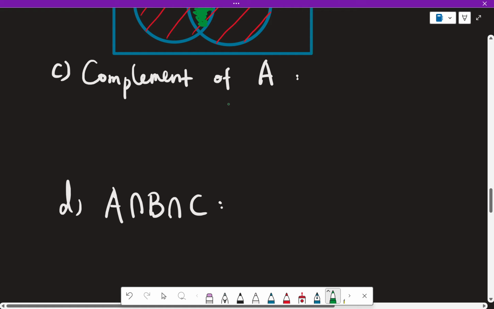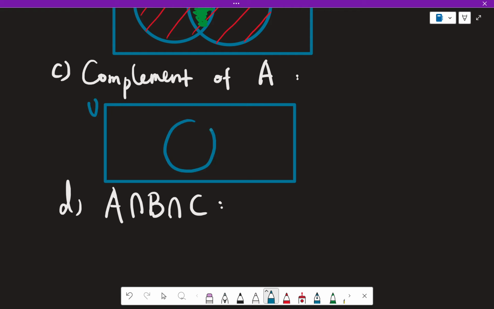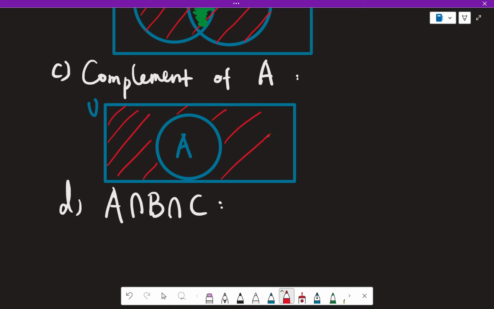Next, what is a complement of A? As we talked about in the last part of this video, a complement of A is anything that is not in A, but in the universal set. So that is everything that is in the red color painting.